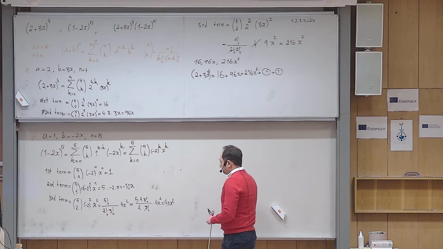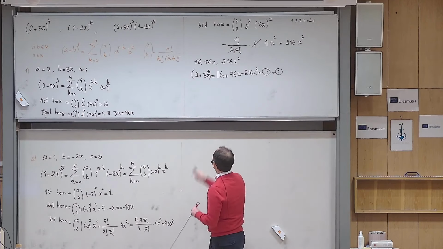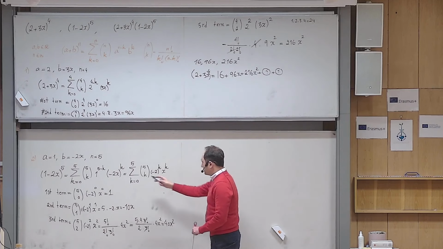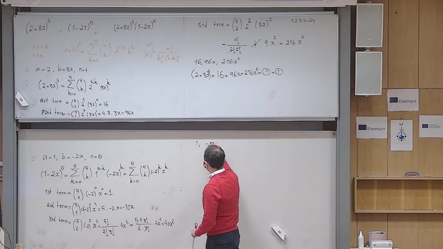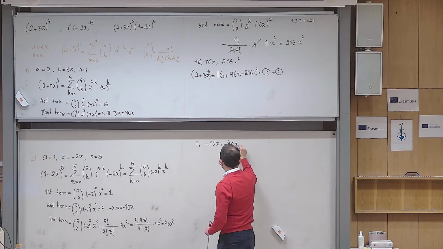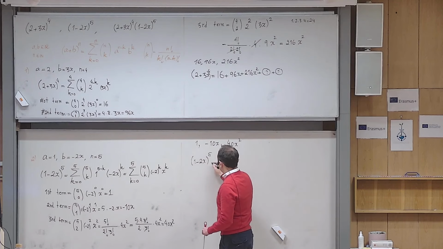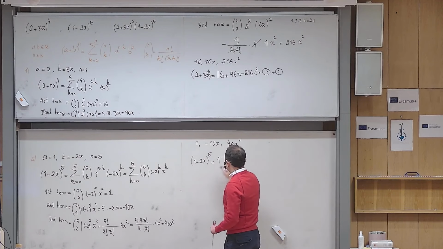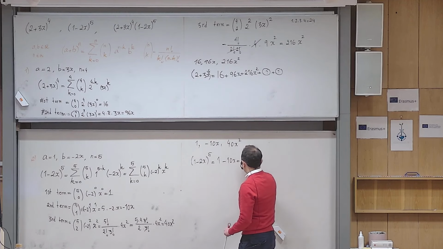Okay, so now, what is the result if I want to write it something similar? So the first term in this problem was 1, the second term was minus 10x, and the third term is 40x squared. What does it mean? It means that if I am patient enough to expand this, I will get this as my first term, I will get this as my second term, and I will get this as my third term.